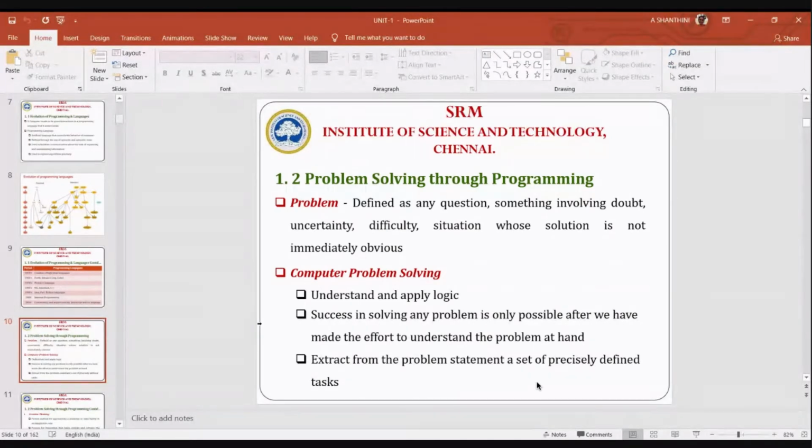Yeah, problem solving. Very good. We are going to solve a problem effectively by using this programming language. For that we need to understand what a problem actually is. So how can you define the problem?